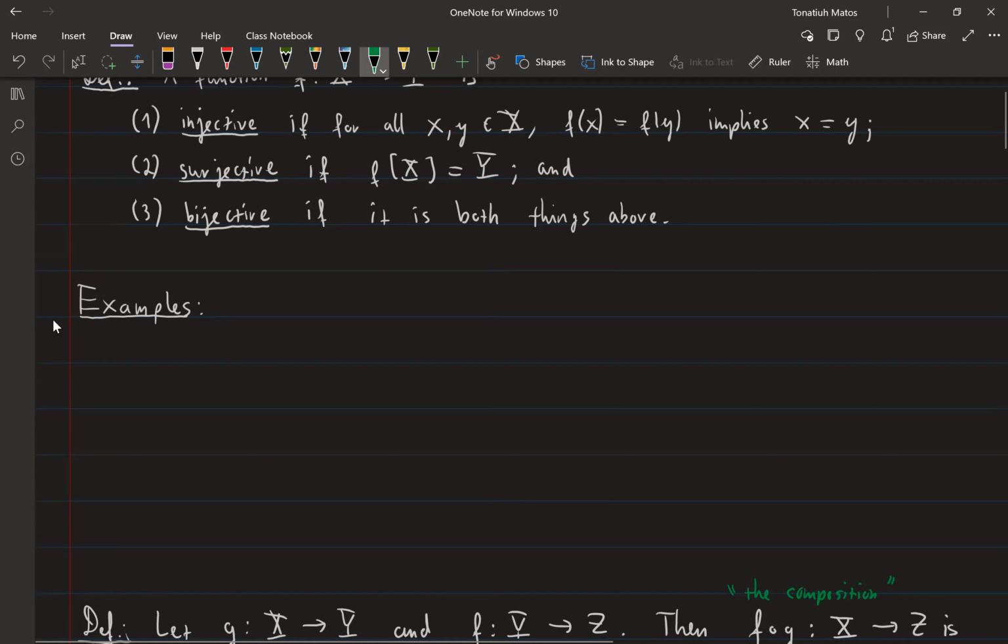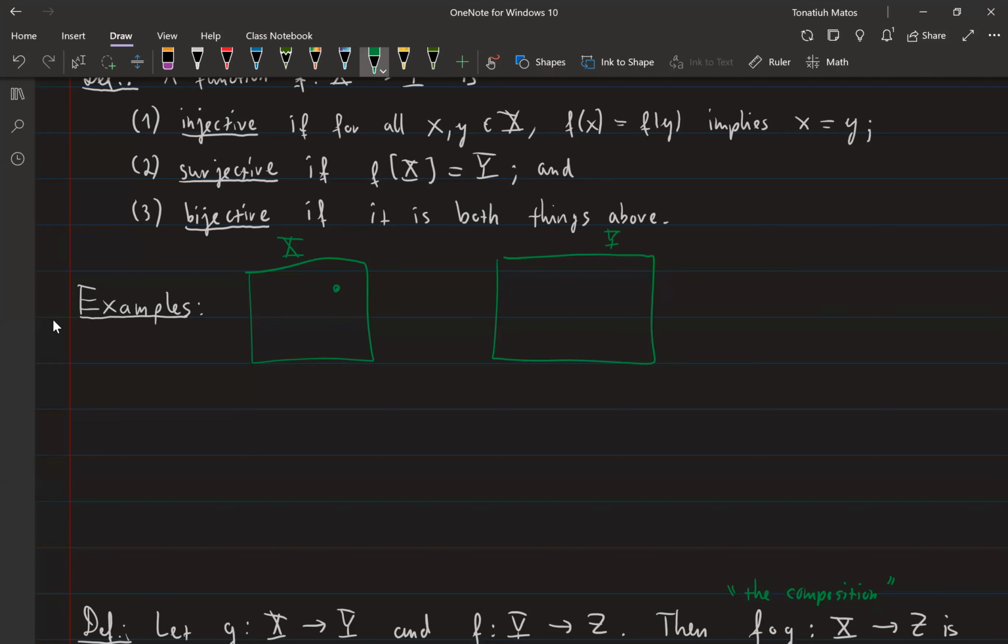Okay. So the main idea is that if this is X, and this is Y, then yeah, the quiz will be this Thursday. There's no quiz today. Thanks for the question.